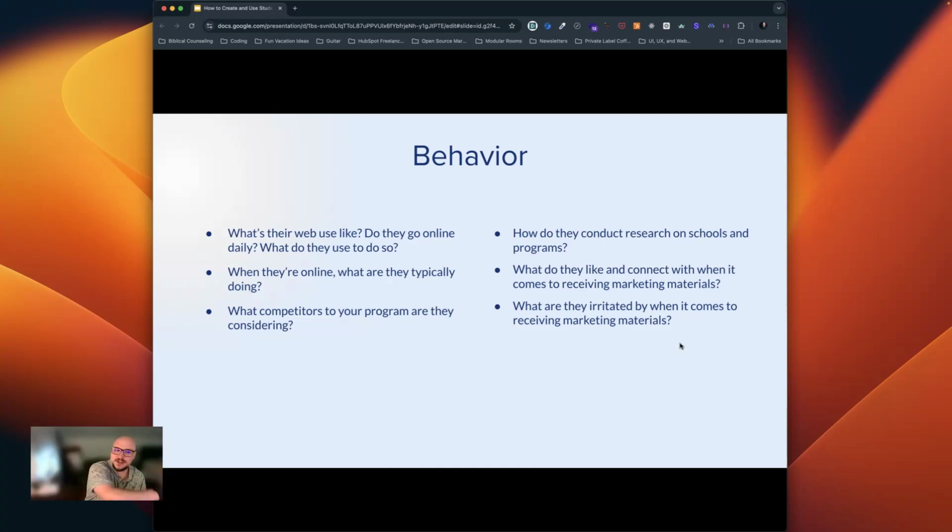So in the first two categories, their background and their demographics, you're getting behind where they're from and what makes them tick. And now when you answer these questions about behavior, you're figuring out how to actually deliver your marketing materials to them. You want to meet them where they are and in a way that they are going to enjoy hearing from you. That's what these questions uncover.